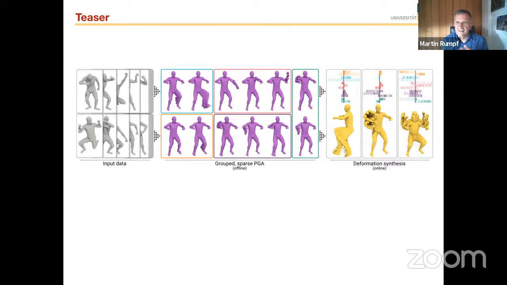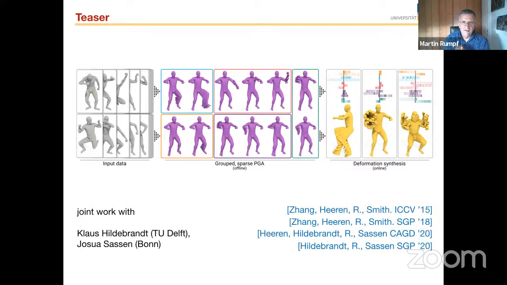What you see on the right is now an animation, where on top of it, you see for the whole sequence, color-coded with different colors for every mode, the contribution of this mode of variation to this animation. So this is in particular joint work with Klaus Hildebrandt from the TU Delft and Joshua Sassen from my group. And it is based on joint work with Chao Zhang, Bernd Heeren, and William Smith over the last couple of years.